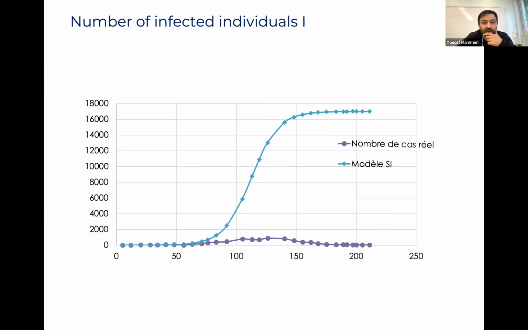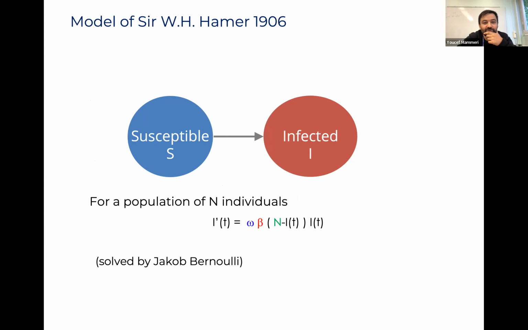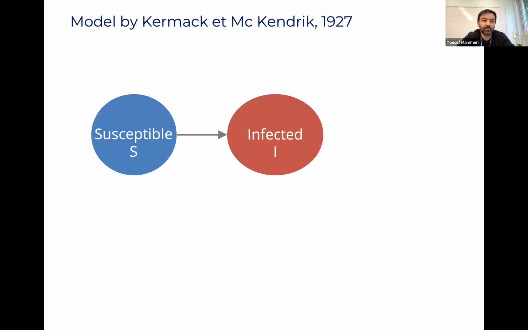And we wait 21 years to get a solution. So what is the model of Kermack and McKendrick? They are also not mathematicians. They start with exactly the same as the previous model.